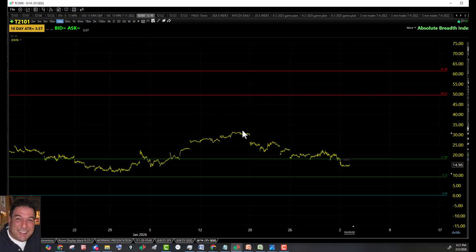So that's T2101. That's kind of important data, to know that there's no oomph behind this move up. That's why it kind of failed to make that higher high. It got up there, but it just petered out at the end of the day.